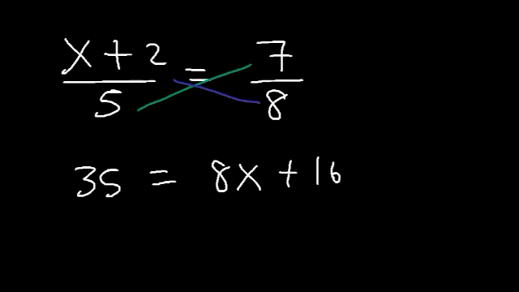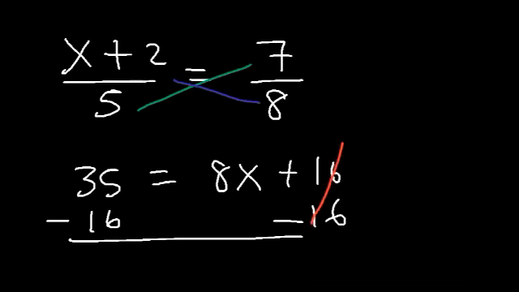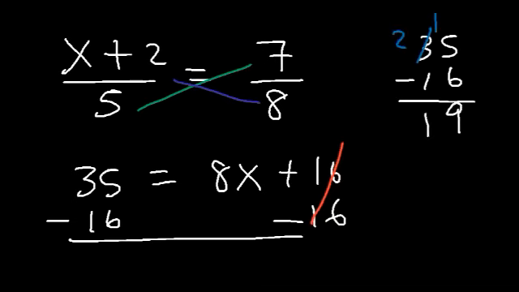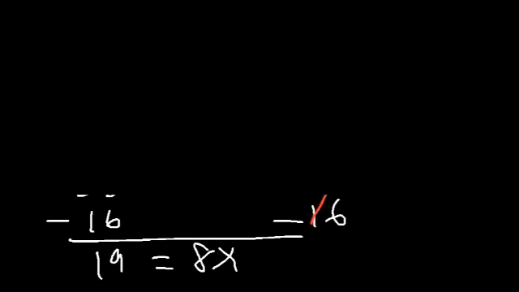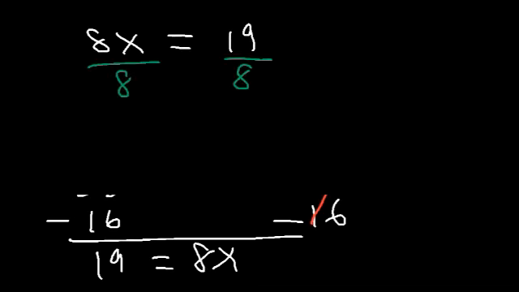So to solve for x, let's subtract both sides by 16. So 35 minus 16, let's subtract it. 5 minus 6 is a negative number, so let's borrow a 1. So 15 minus 6 is 9. 2 minus 1 is 1. So 35 minus 16 is 19. So what we now have is 8x is equal to 19. So let's divide both sides by 8. So x is 19 over 8.